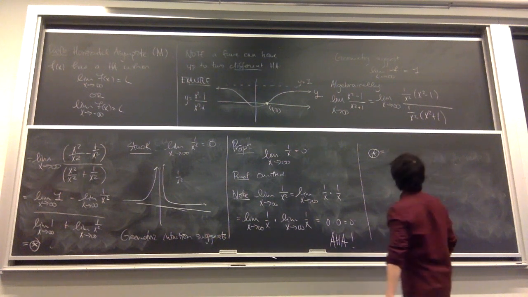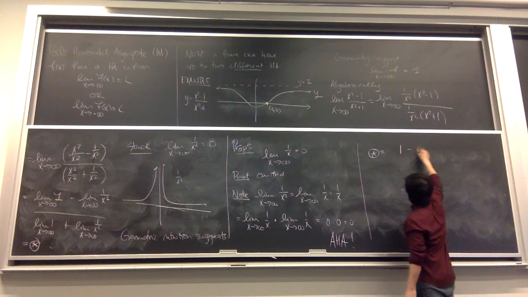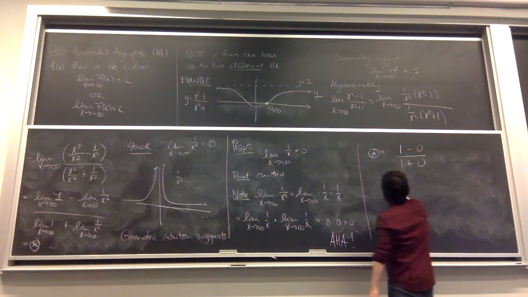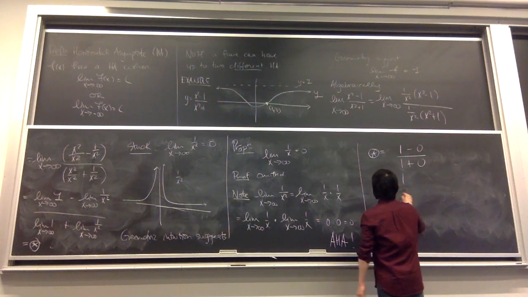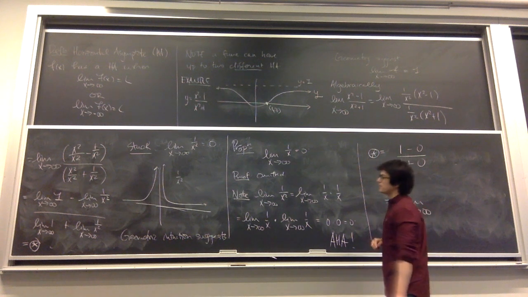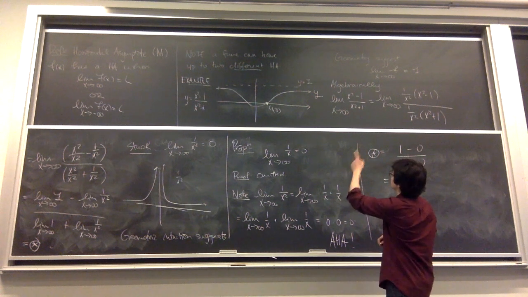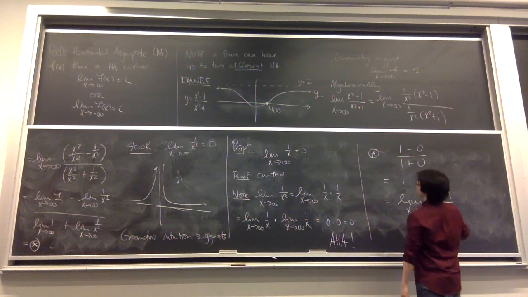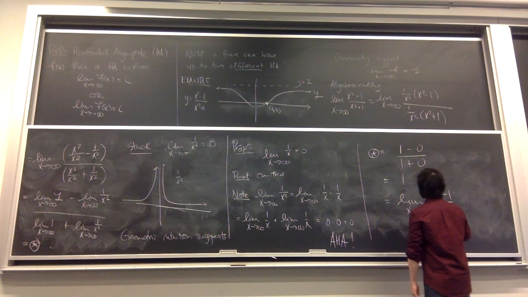So what do we get? We're going to get 1 minus 0 over 1 plus 0, which is 1, which ultimately was equal to the limit as x goes to infinity of what was the thing that I was talking about? This guy. x squared minus 1 over x squared plus 1.